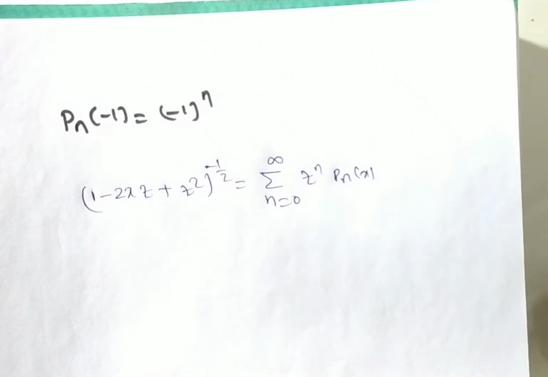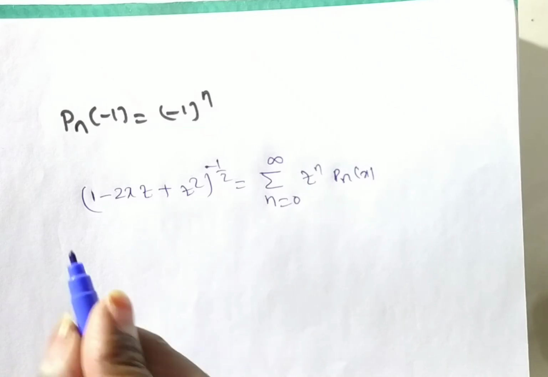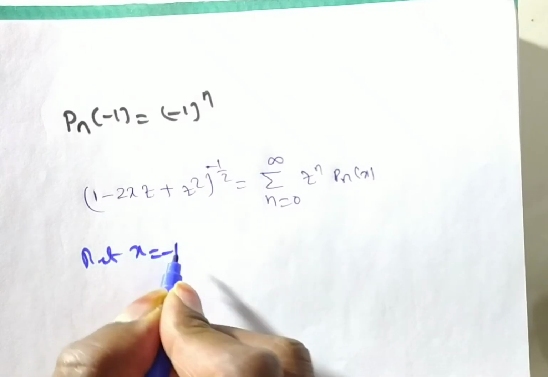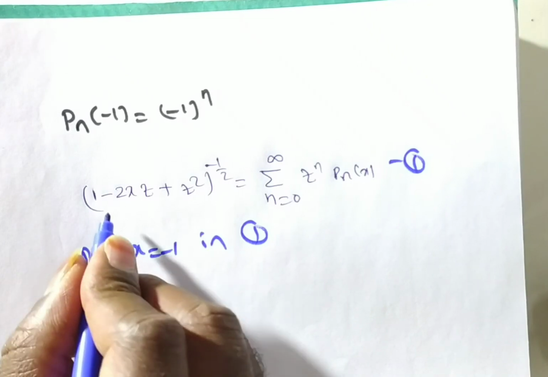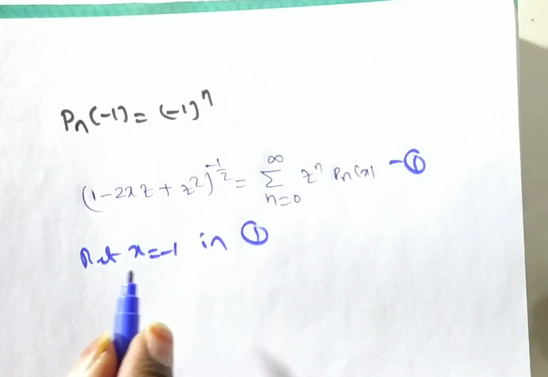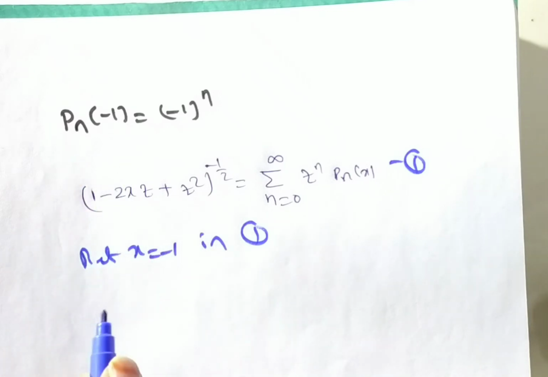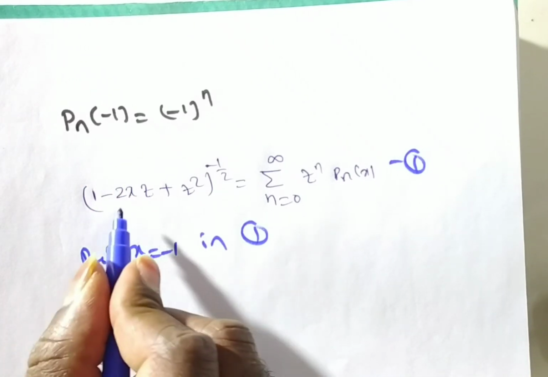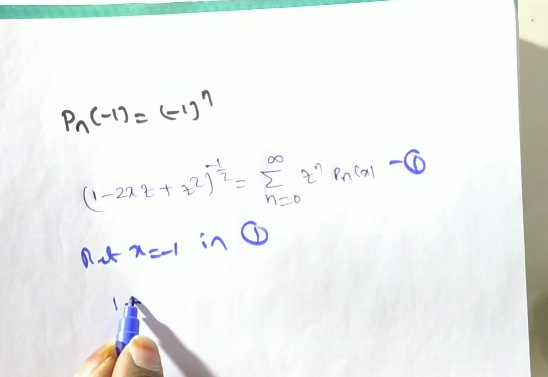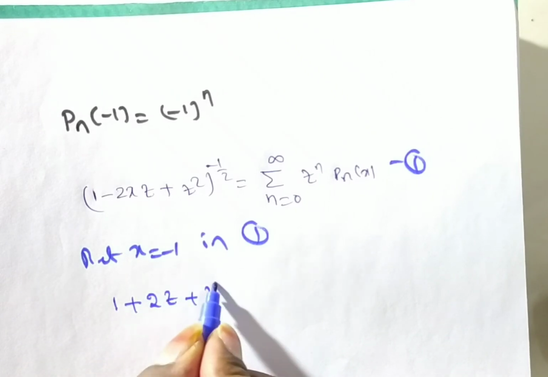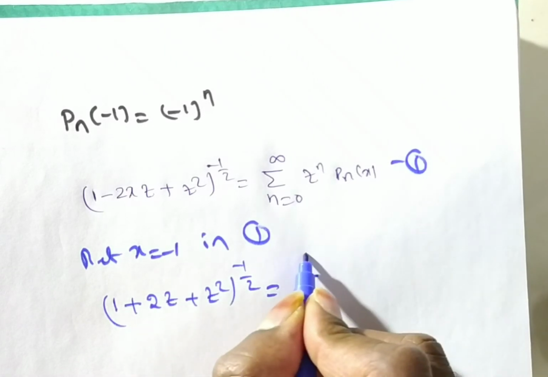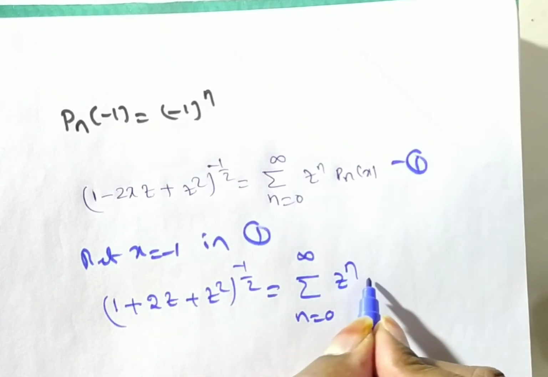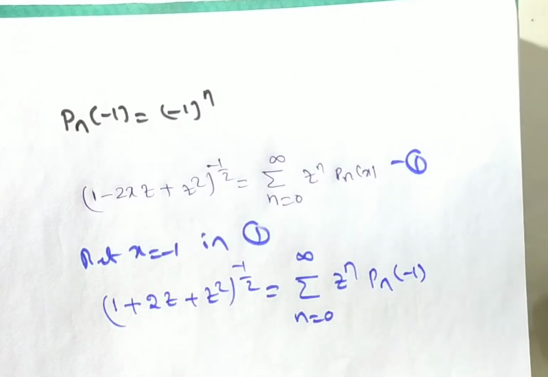So which is better to replace? That is, x is equal to minus 1 we have to substitute. Put x is equal to minus 1 in equation number 1. Then both sides we have to substitute now. That is nothing but in place of x we are replacing minus 1 to get Pn of minus 1. Here the x value is minus 1. So (1 plus 2z plus z square) whole to the power of minus 1 by 2 is equal to summation n is equal to 0 to infinity z to the power of n into Pn of minus 1. Okay?